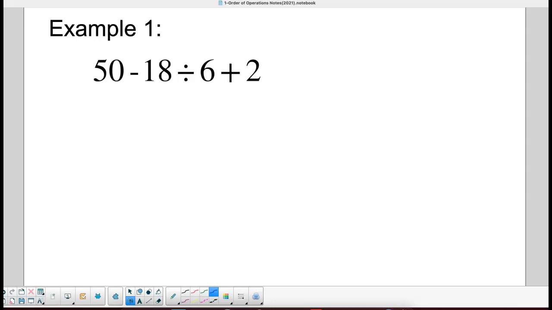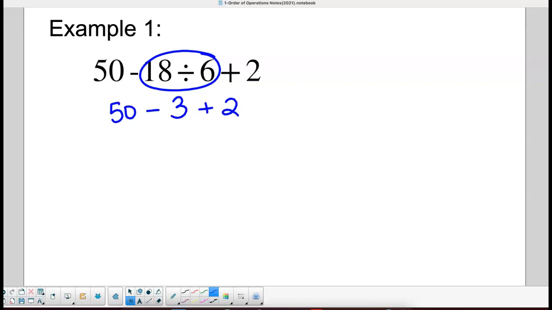18 divided by 6. Yeah, because if we go through those steps, the first step is grouping symbols. There are none. The second step is exponents. There are none. So I go to the third step, multiply or divide. So I have to do this dividing first. 18 divided by 6. Now we have to know our facts. What's 18 divided by 6? 3. Okay, now we have 50 minus 3 plus 2.